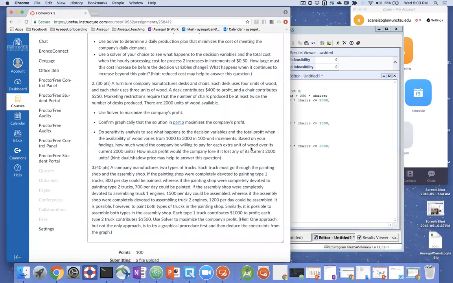So this is the first part, and I'm going to leave the second part to you, but we can talk about it. The second part asks, based on your findings, how much would the company be willing to pay for each extra unit of wood over its current 2,000 units? This is the shadow price. The shadow price is the increase in the objective function if you increase the right-hand side by 1. If you print the shadow price, that will tell you.